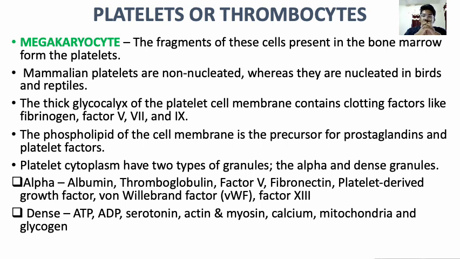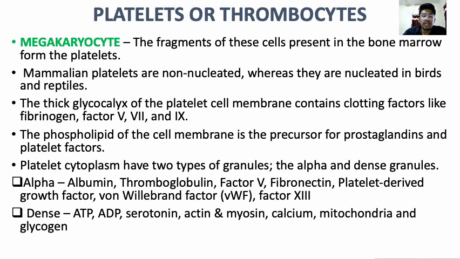The mammalian platelets are non-nucleated, but in birds and reptiles they are nucleated. There is a thick glycocalyx on the platelet cell membrane. Glycocalyx is the outer covering of the cell membrane. A cell has a membrane, right? And it has an outer glycocalyx, which carries the platelet clotting factors like fibrinogen, factor 5, factor 7, and factor 9. You have probably heard about these factors. Fibrinogen is the inactive form, soluble in the plasma, while fibrin is the active form and is insoluble in plasma. The phospholipid of the cell membrane is the precursor for the prostaglandins and the platelet factors.